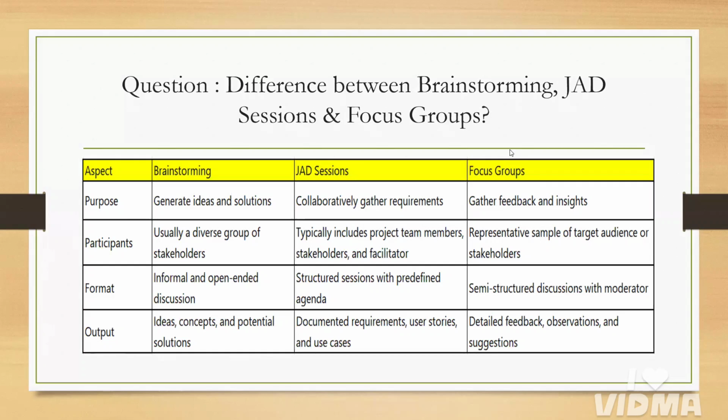Here you can see the format: brainstorming is an informal discussion, and JAD sessions are structured with a predefined agenda, whereas a focus group is a semi-structured discussion with moderators. The output of brainstorming is ideas, concepts, and potential solutions, whereas in JAD it is documented requirements, user stories, and use cases. If any change request happens, we can go for JAD sessions. In focus groups, we get detailed feedback, observations, and suggestions.